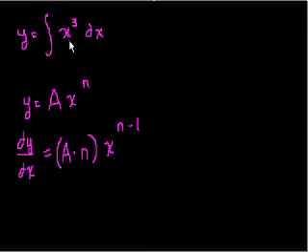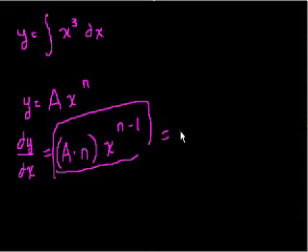Well, in this situation, we're saying that x to the third is this expression. It's the derivative of y, right? This is equal to x to the third. So if this is equal to x to the third, what's a and what's n? Well, n is easy to figure out, right? n minus 1 is equal to 3. So that means that n is equal to 4, right? And then what is a equal to?